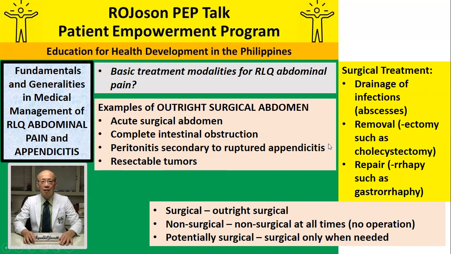The surgical treatment procedures that are usually done for the right lower quadrant pain produced by some specific diseases will be the following. Drainage, if there is an abscess, let's say an appendiceal abscess or an abscess on the ovary, then it has to be drained. Removal: the medical term suffix here is ectomy, such as cholecystectomy. Cholecyst is gallbladder removal.